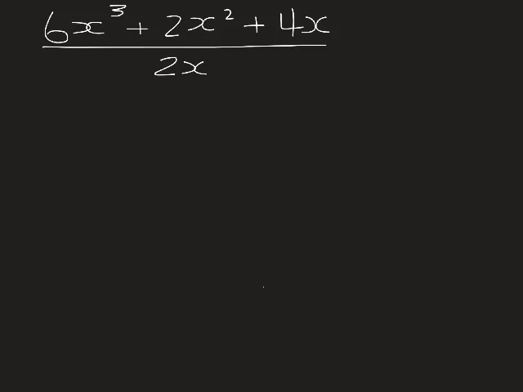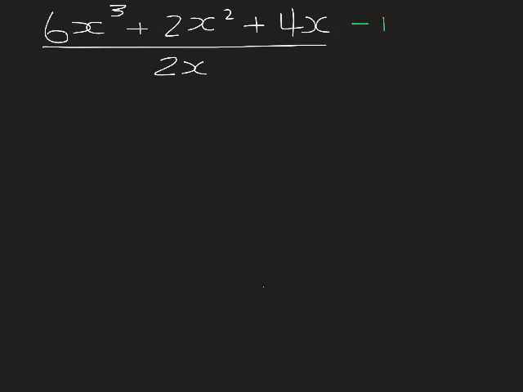Hi. Okay, let's have a look at this question that you sent through. I'm going to go through each step slowly, and I'm also going to go through the names of things just in case you need a reminder. So we've got 6x cubed plus 2x squared plus 4x, and it's all over 2x.